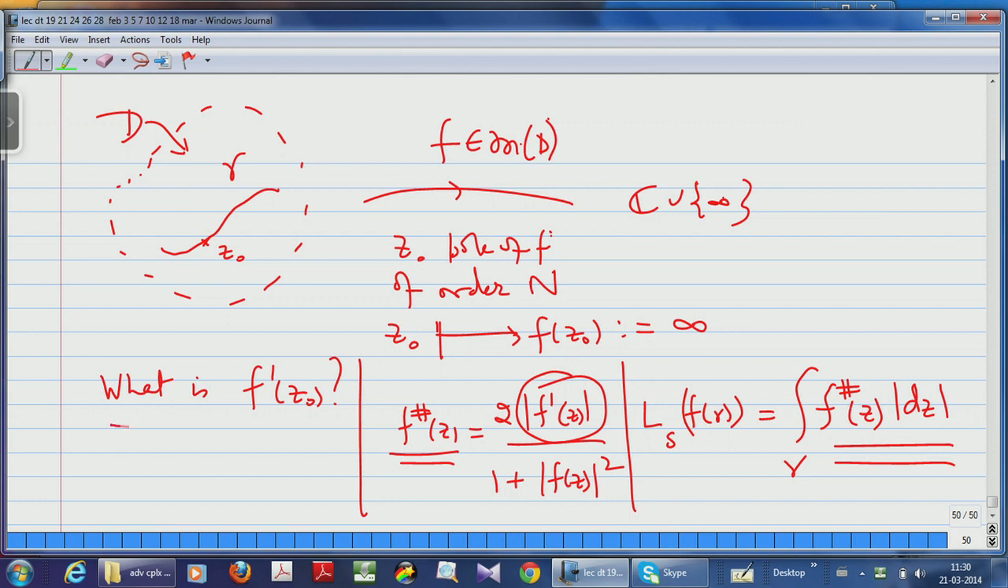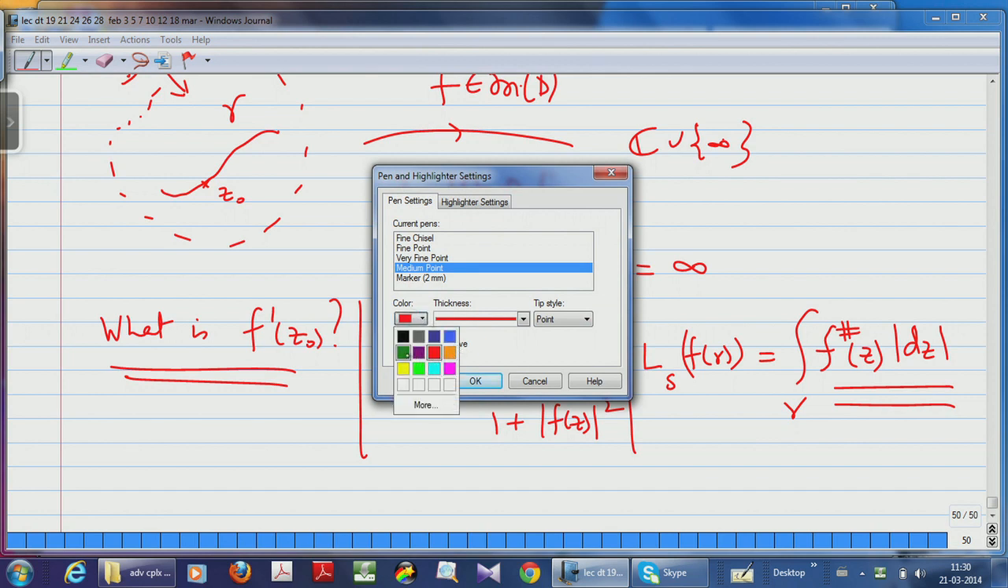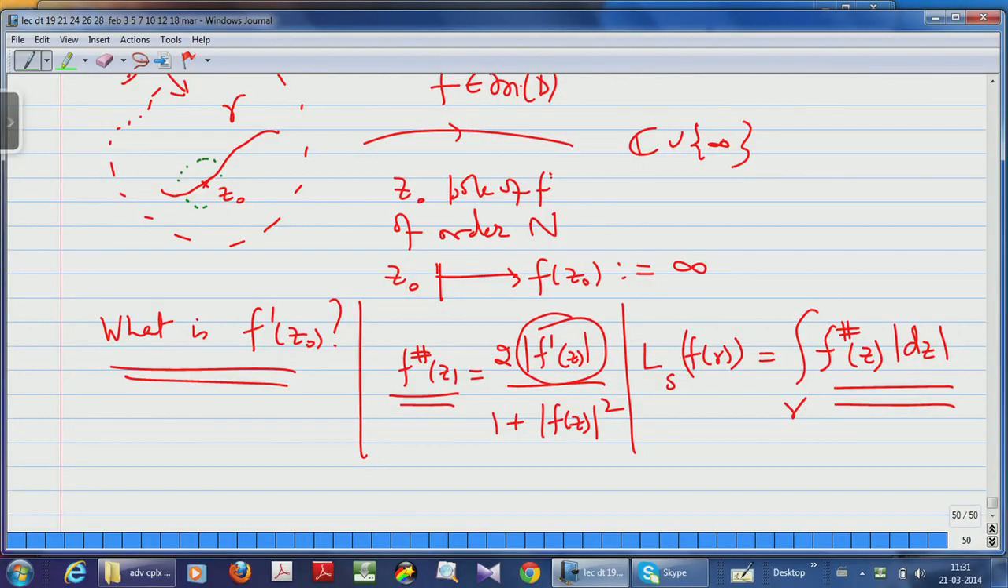So you see, let's assume that z naught is a pole of order n. Then you will get a small disk surrounding z naught. Let me use a different color. I can find a small disk surrounding z naught where z naught is the only pole, because poles of an analytic function are isolated in any case. And in fact, our meromorphic functions are supposed to have only pole singularities. These are the only singularities that are allowed.